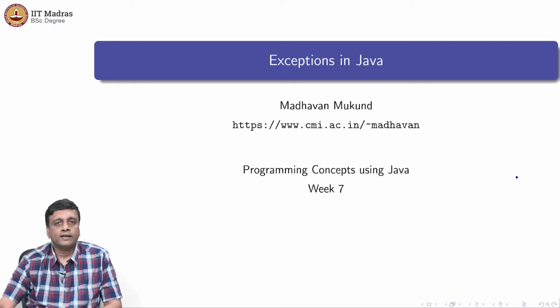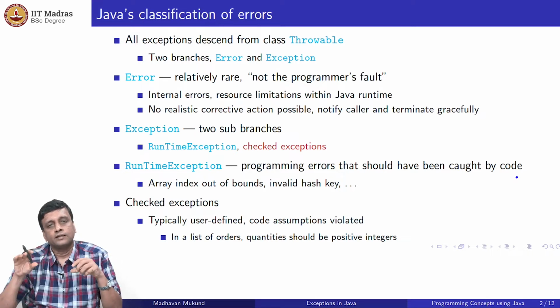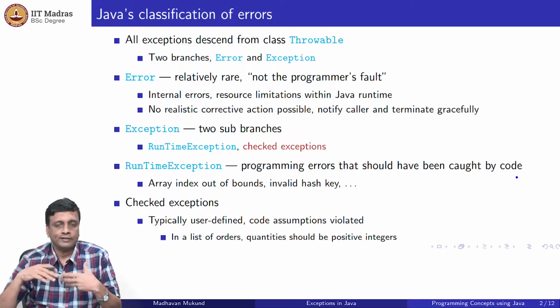So, we have seen what errors and exceptions are in general. Let us look more closely at how exceptions are handled in the context of Java. Remember that all exceptions are treated as objects and they all descend from this class called Throwable, which splits into two subclasses. The subclass Error consists of these JVM related issues. These are issues with the resources and all that of the underlying runtime, which you really have no control over. So, in some sense, this is not the programmer's fault.